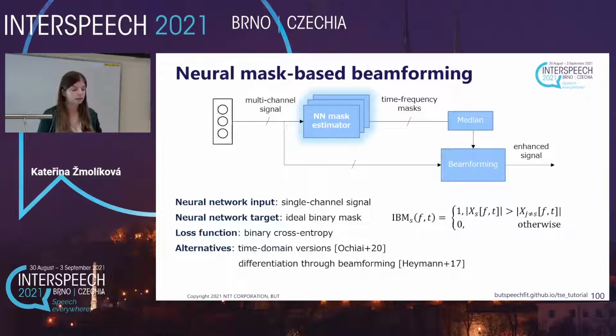There are also some alternatives to this approach. For example, there are time domain versions, where the output of a time domain neural network can be used to estimate the beamforming filters. Or there are also some approaches that do not compute the loss function directly on the masks, but rather compute the loss function on top of the enhanced signal after the beamforming. To do that, you need to be able to differentiate through the estimation of the beamforming filters and the beamforming operations, but in some works this has been explored and shown to be possible.